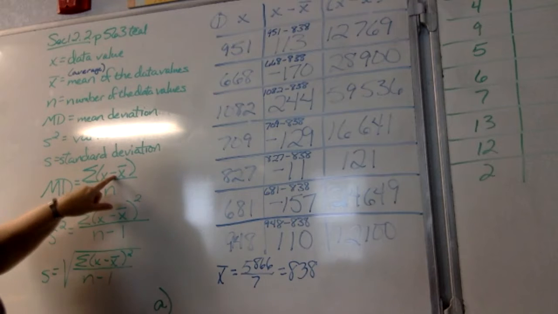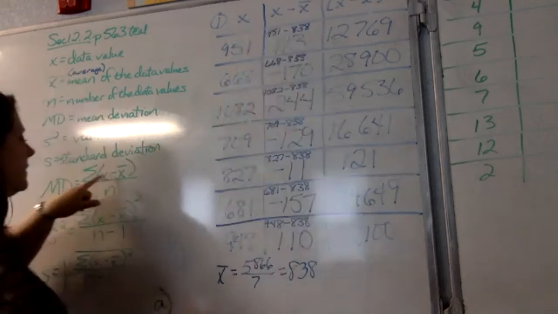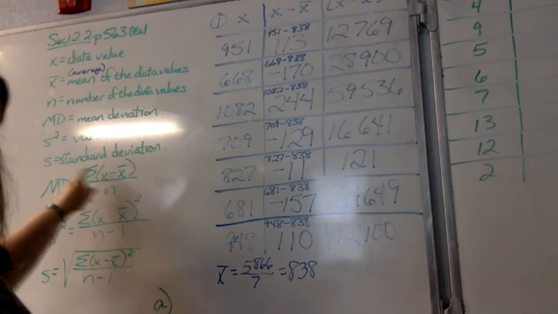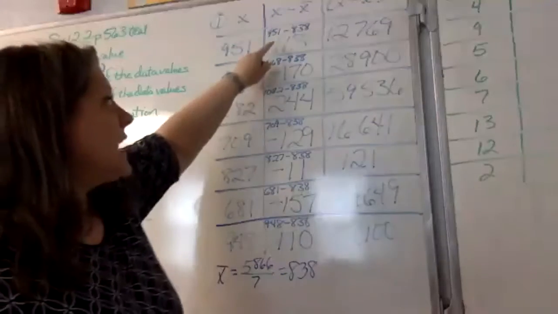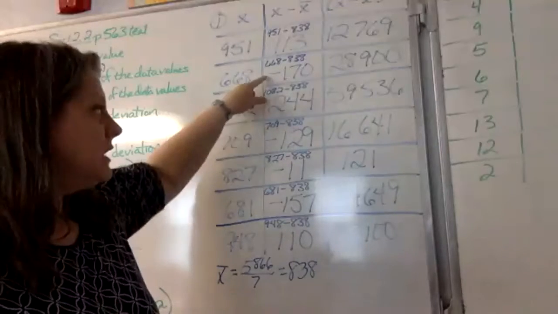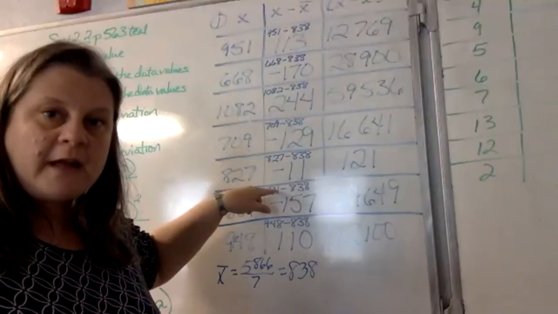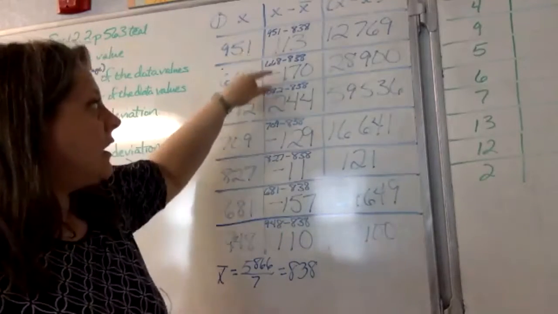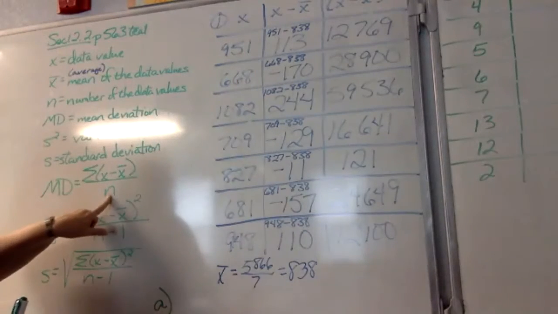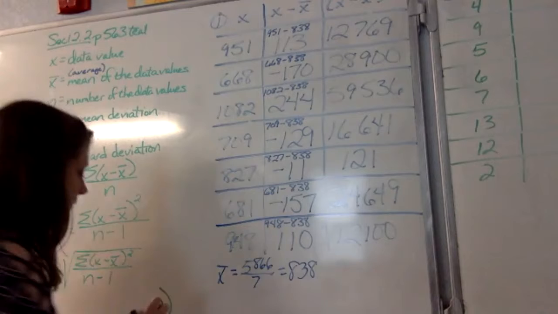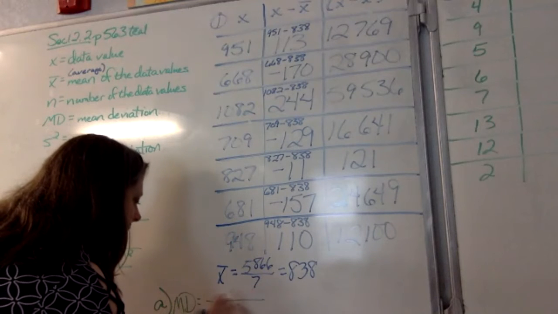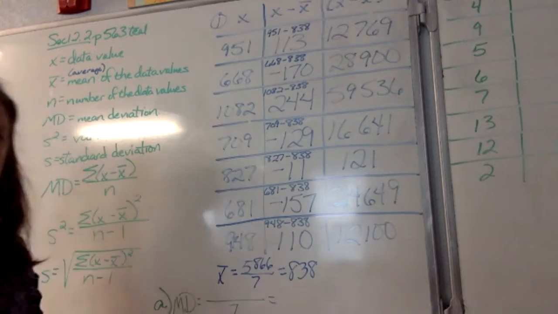So you're going to take the sum of this column. So sum means I do what with them? Add. Together. So we're going to have to add all these numbers together. Now you have to be careful and make sure you put negatives on the ones that are negatives when you're adding them together. Then we're going to divide it by the number of data values, which was 7. So our mean deviation is equal to the big sum divided by 7. So we got to add all those together.